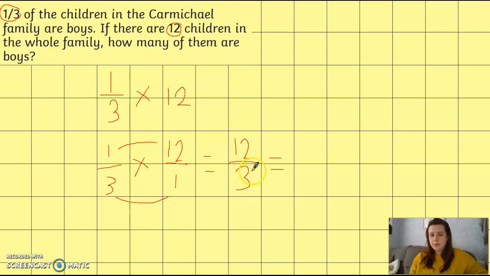Then we're going to use our times tables. And again, we need to use our 3 times table this time because we're working in thirds. So 3, 6, 9, and 12. So I can tell by my times tables, I can get 3 exactly into 12 this time. So I've got 1, 2, 3, 4 lots of 3 make 12. So the answer is 1/3 of the children in the family are boys. There are 12 children in the whole family. How many of them are boys? So that 4 of them are boys because that would be 1/3 times 12. So hopefully you got that one right. Give it a tick.